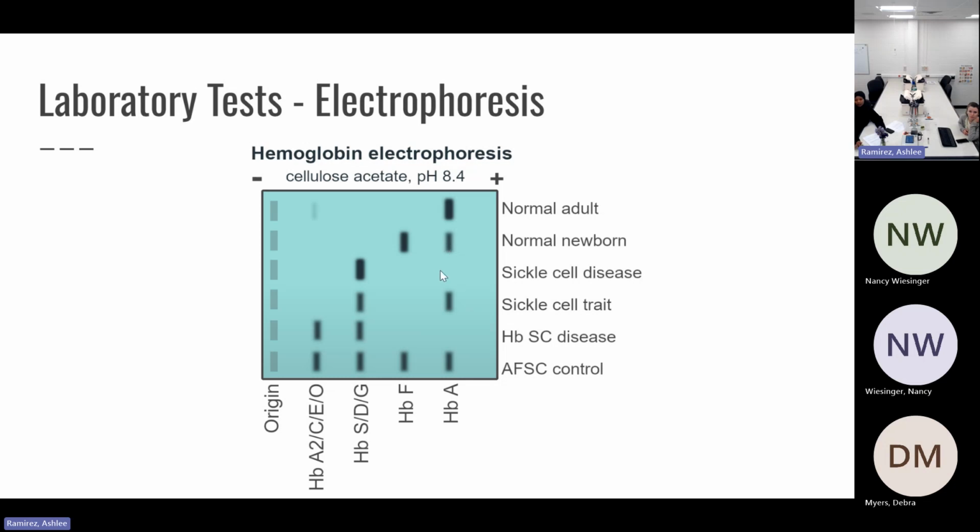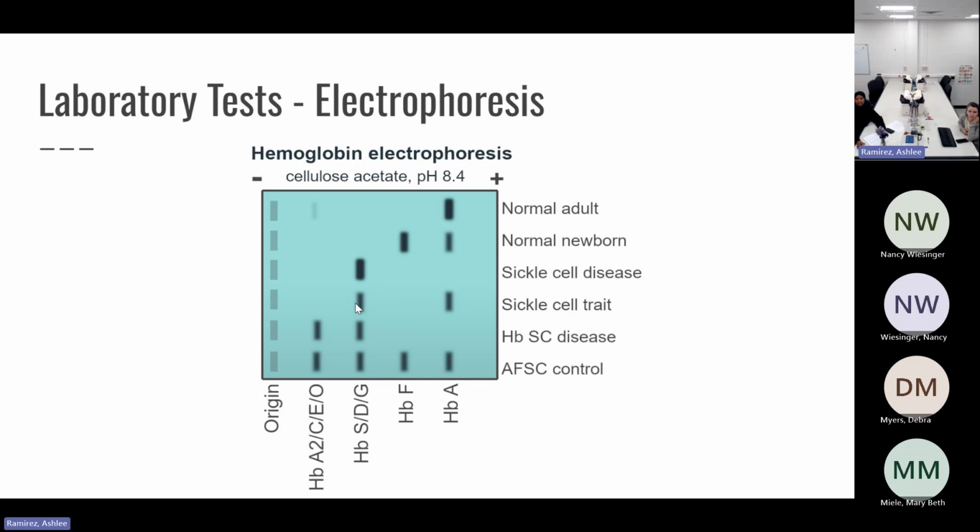Sickle cell disease primarily shows up as hemoglobin S, and the trait will show up with the S as well as percentages of the hemoglobin A, but with less hemoglobin S than sickle cell disease. Hemoglobin SC, which is another hemoglobinopathy, will show up as hemoglobin S as well as hemoglobin C bands. So this method is not reliable for hemoglobins that are present in very, very low quantities, like hemoglobin A2, as you can see here, or hemoglobin F, depending. So that's where HPLC actually comes into play.